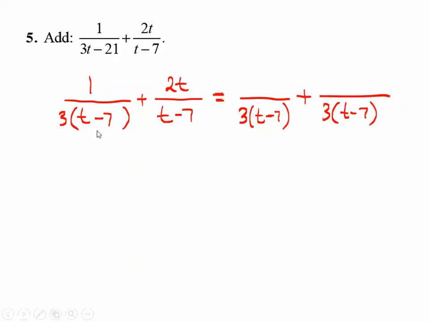Alright, notice the first fraction, the denominators are exactly the same, right? So therefore there's no multiplier at all. Notice the second fraction, is there some kind of multiplier here now? Yeah, 3 here. Technically if we want them to be the same, we would have to put a little 3 right here. And if we're putting a 3 right here, then we have to also put a 3 on top. So 3 times 2t makes 6t.